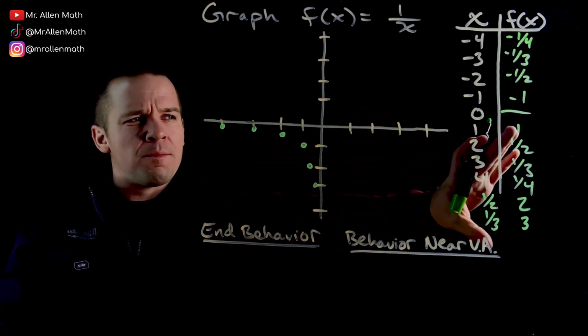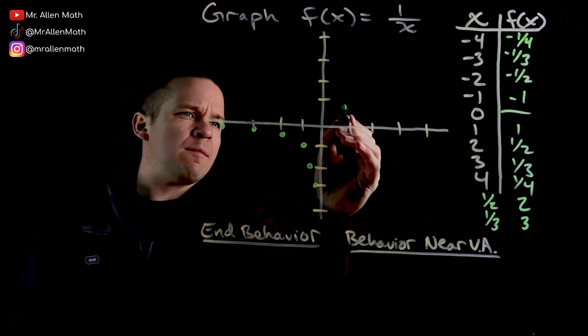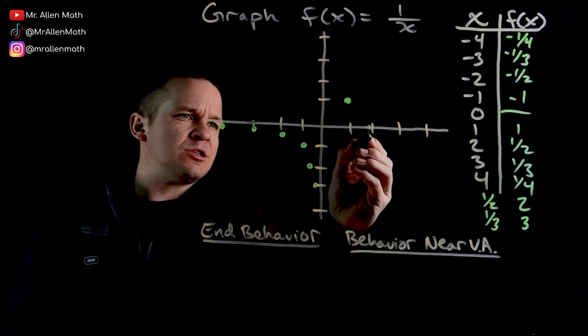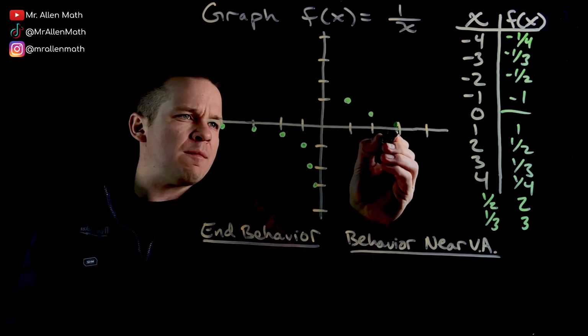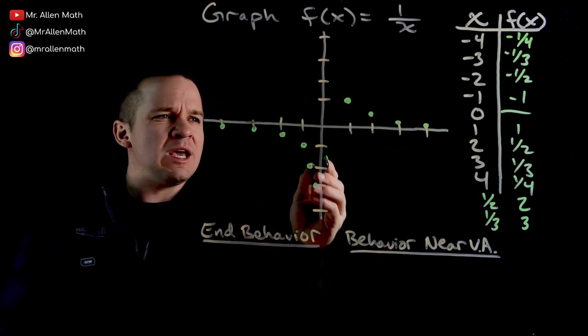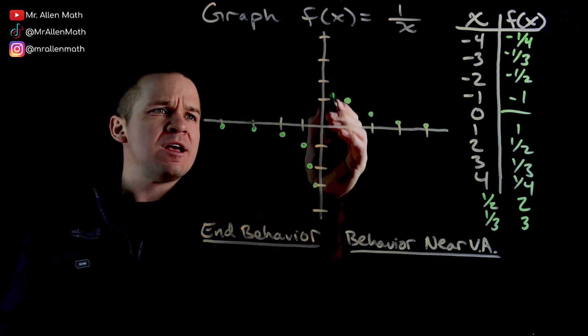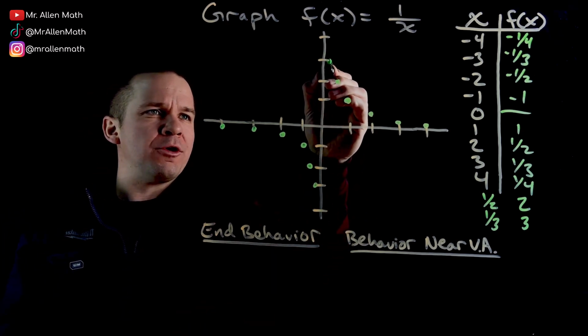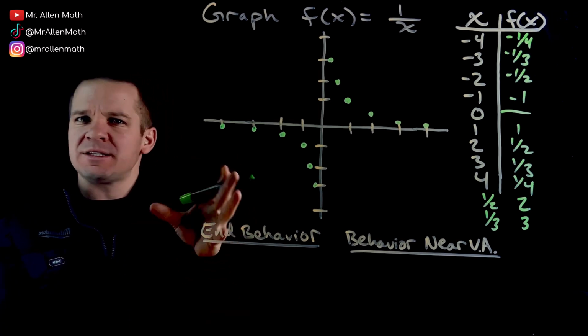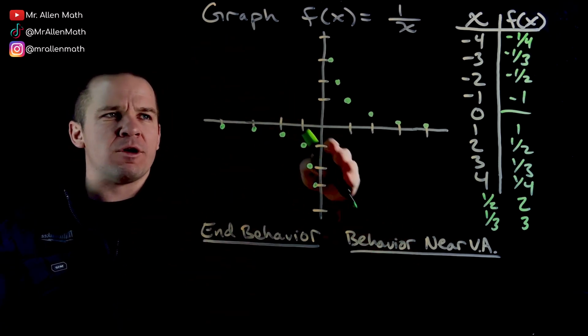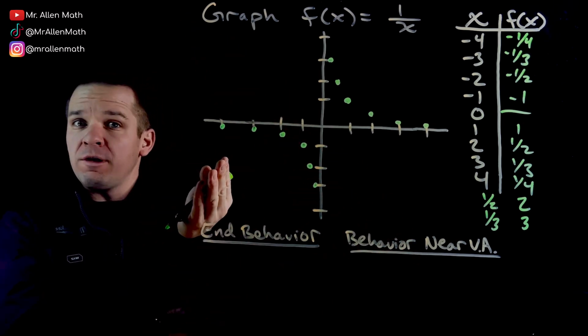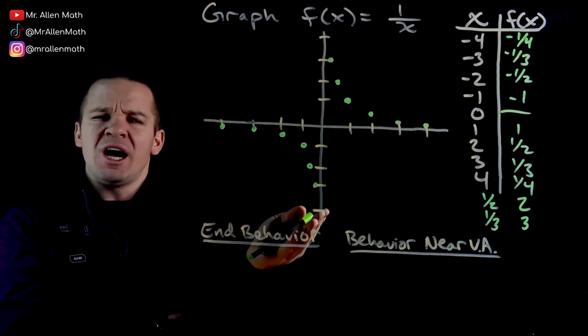Let's take a look at the other part here, the positive part. So at 1, I'm at +1. At 2, I'm at 1/2. 3, I'm at 1/3. And then at 4, 1/4. So just keep getting closer and closer to that x-axis there. Then at 1/2, I said I was going to be at 2. And at 1/3, I'm going to be at 3. So we kind of see the same thing happening there, reflecting over this line right here. Very interesting. Very exciting, in fact. I do enjoy that, yes.